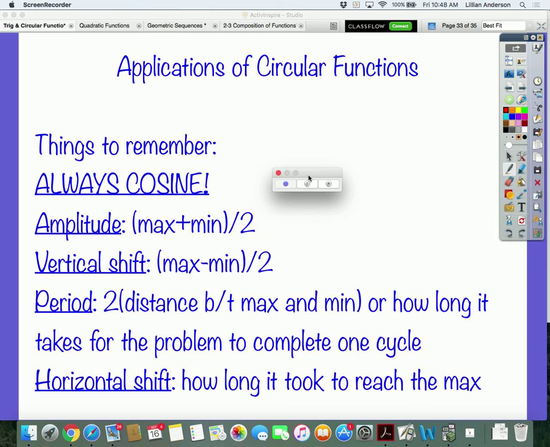So, we're going to look at 2 examples. You don't necessarily have to write them down. I am recording this video so you guys can reference it as you need to, but we are going to work it out together. Okay? So, let's take a look at that example.